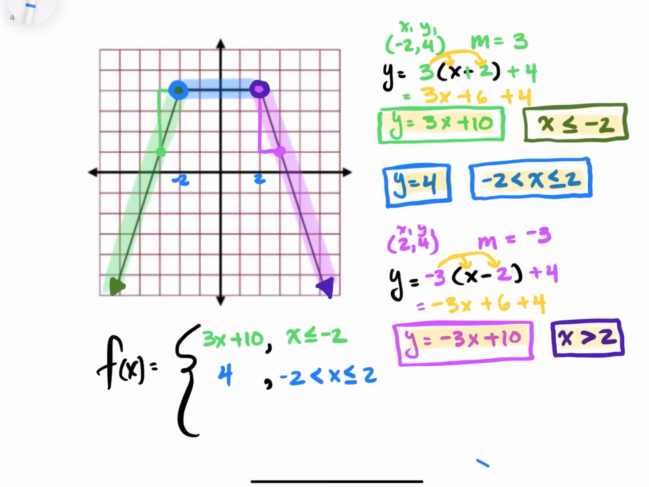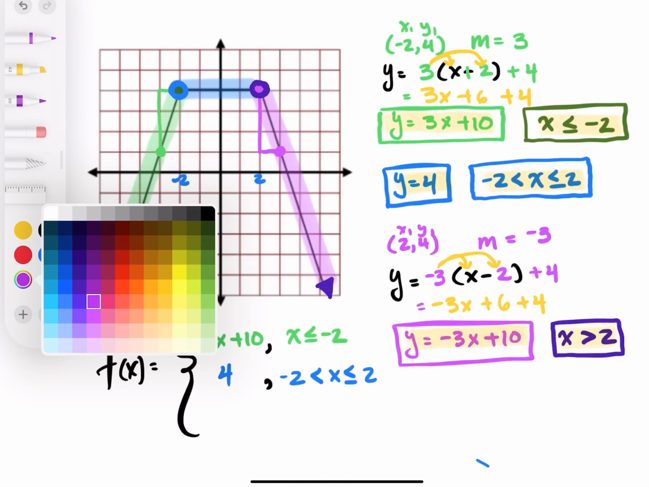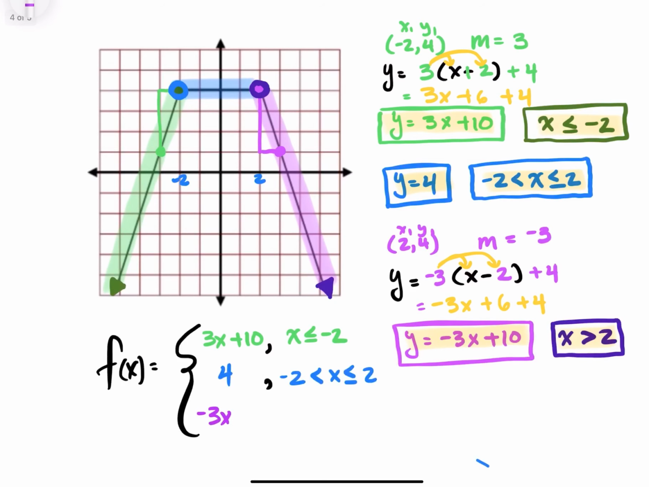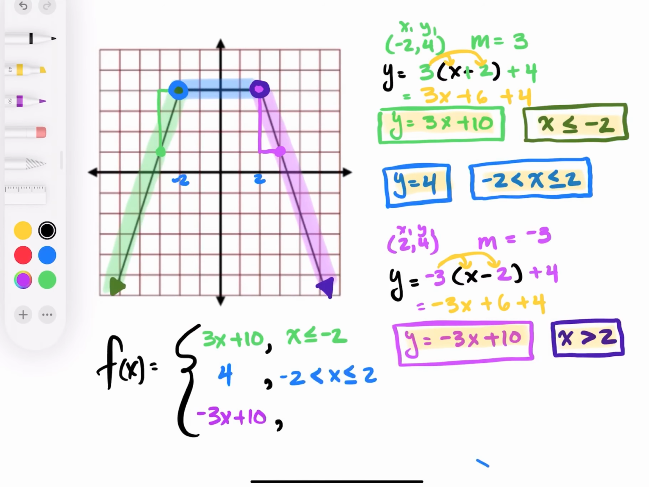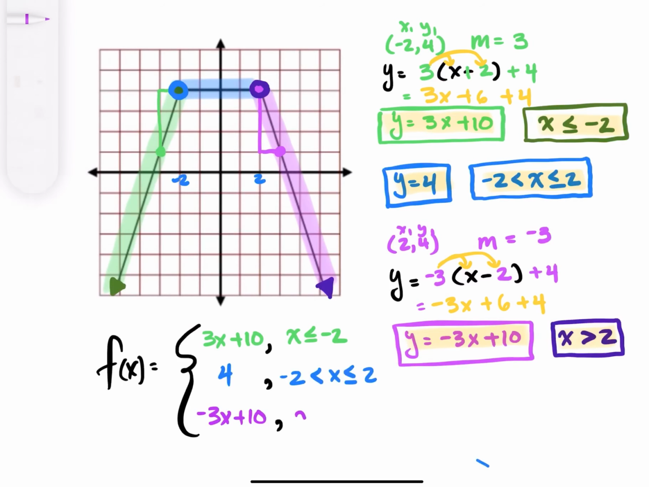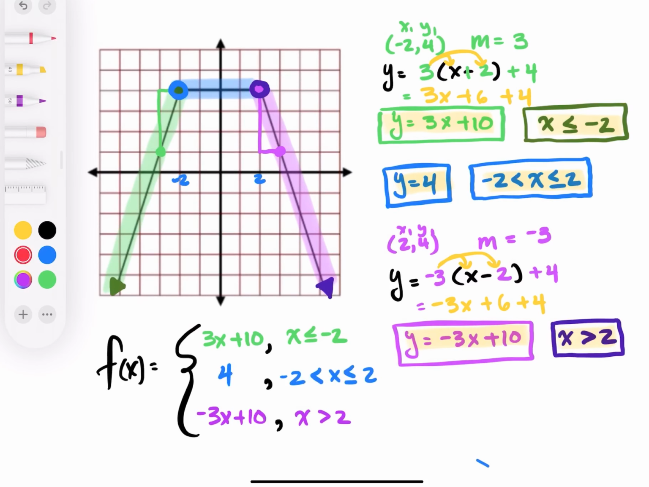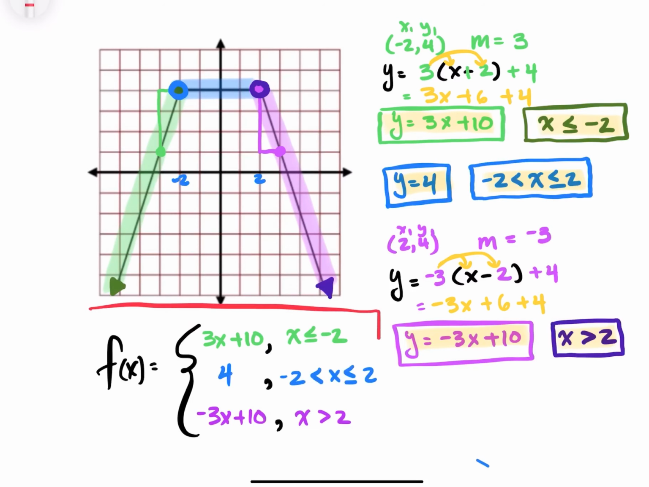And then finally, we have our last piece, which is negative 3x plus 10. We'll put in the comma, put in the constraint, and the constraint is when x is greater than 2. Okay, so now that we have all 3 pieces, we now have our function, and here's our answer. Okay, we got one more piece, and this is probably the easiest one.